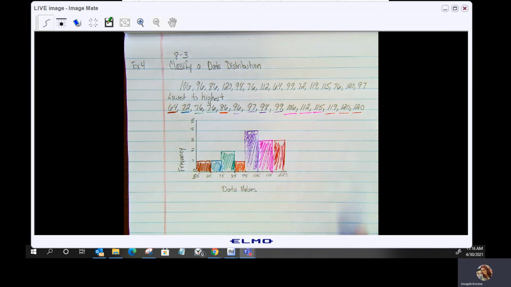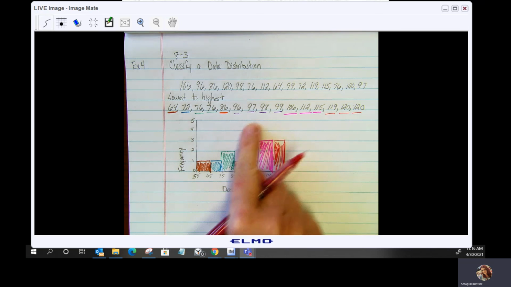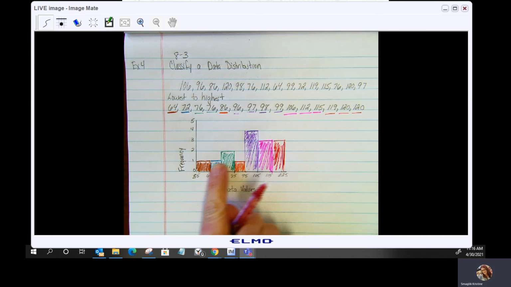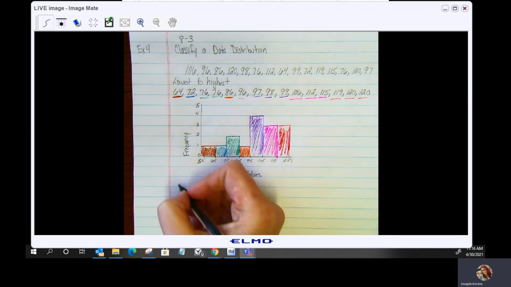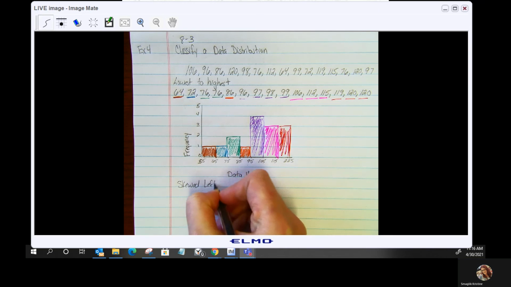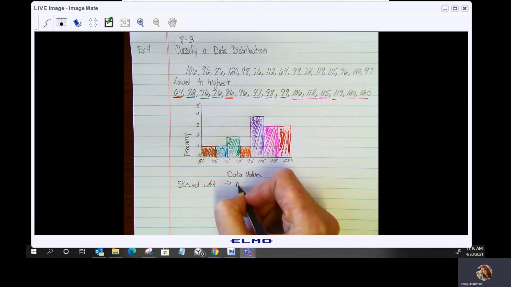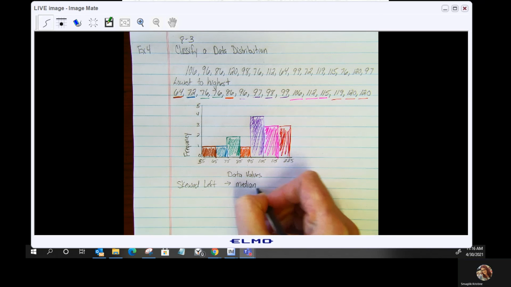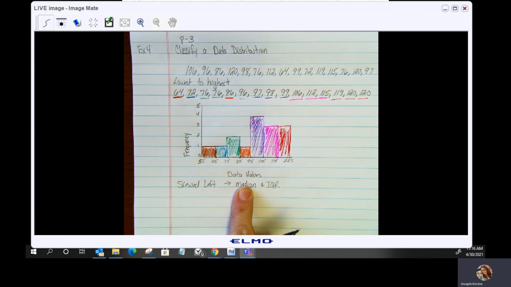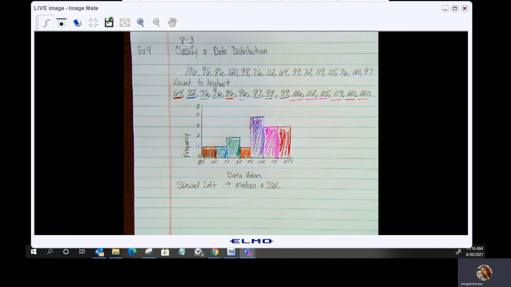When we look at this visually, we can easily see this is skewed left. I've got a clump of my data values over here to the right, and as we go to the left, they get lower and lower. So this is a skewed distribution. We'll call it skewed left. And that means we would want to use the median and the IQR. Median is your measure of center. IQR is your measure of spread.